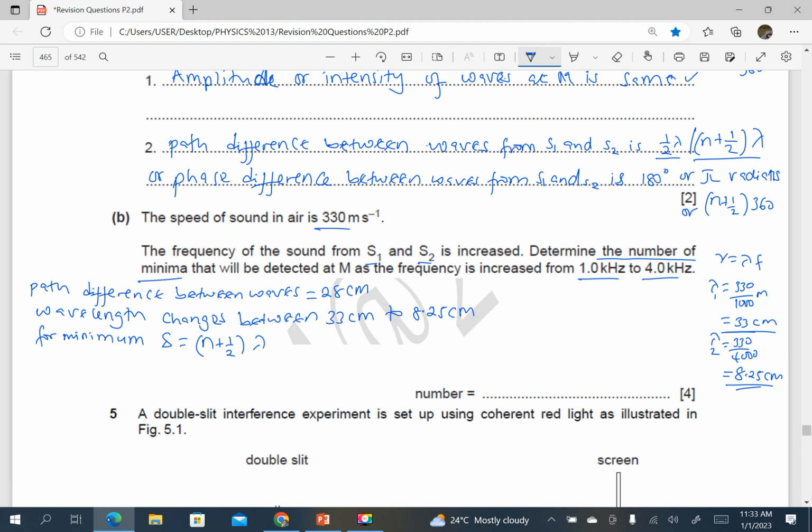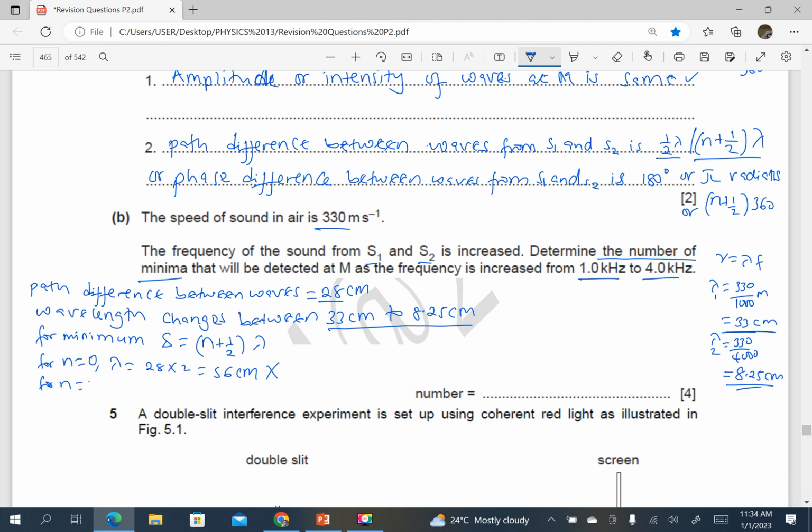We start with n equals to 0. Zeroth order. Is it formed? What is lambda? When n equals to 0, remember the path difference is 28, so lambda is going to be equal to 28 times 2, which is 56 centimeters. This is outside that range, so we ignore it. Then let's check the next.